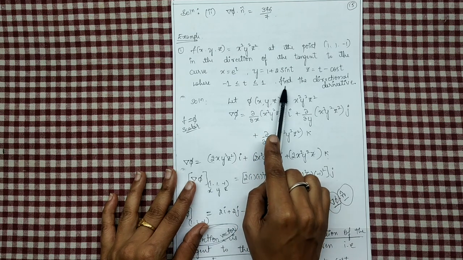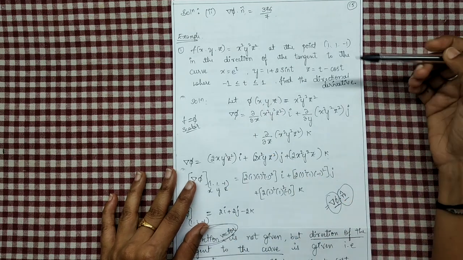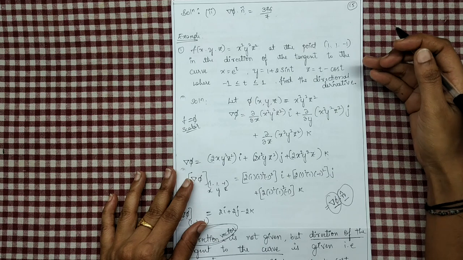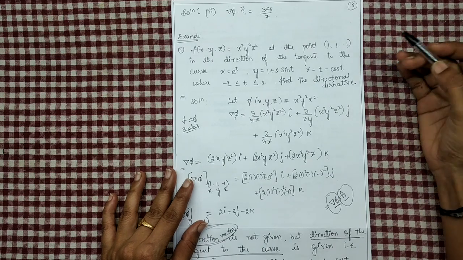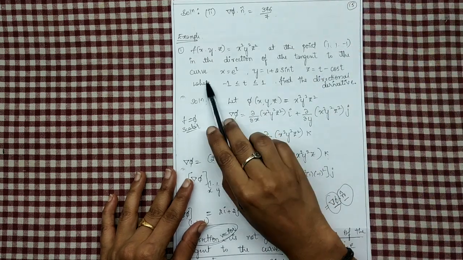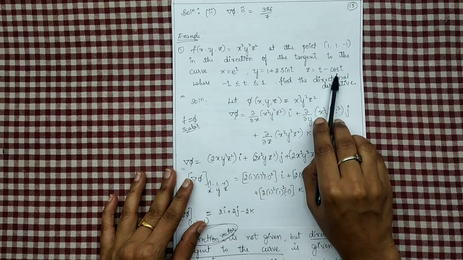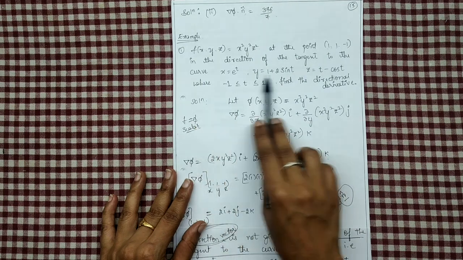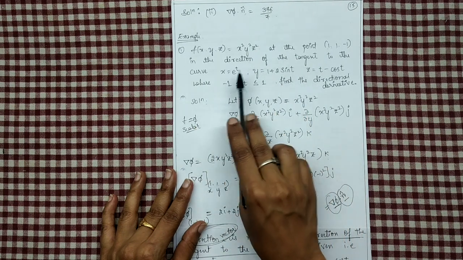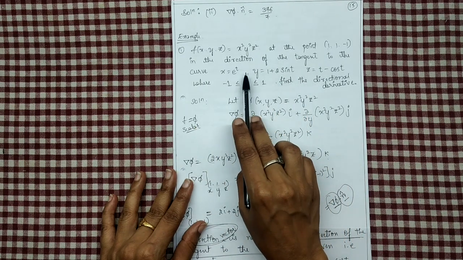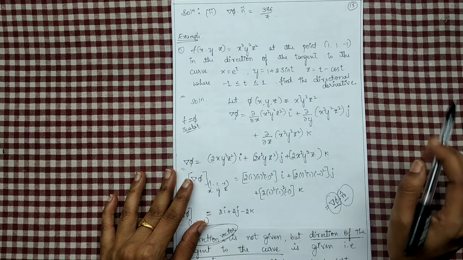Here you have to find the directional derivative for the given function along the given direction. The direction is not given exclusively in this problem. Instead of that, they have given the direction of the tangent to the curve x is equal to e power t, y is equal to 1 plus 2 sin t, and z is equal to t minus cos t. They have given the curves. Along this curve, we have to find the direction of the tangent to these curves. Then later for that direction vector, we have to find the unit normal vector. That is the case here.